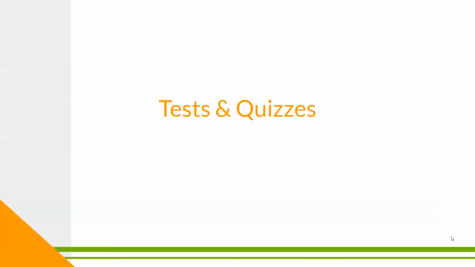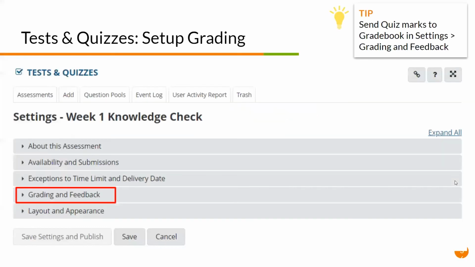So let's see how you would add scoring and feedback in the tests and quizzes scenario. Within tests and quizzes, when you're actually setting it up, you will find this in the section called grading and feedback. When you're first setting up your test and quiz, you need to go to the grading and feedback area to be able to set this up initially.